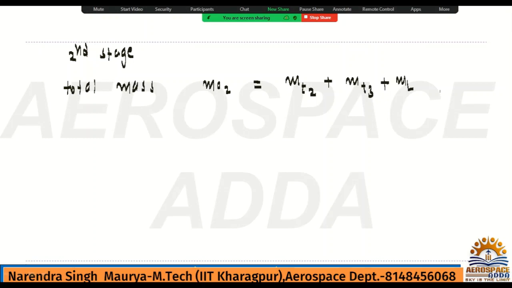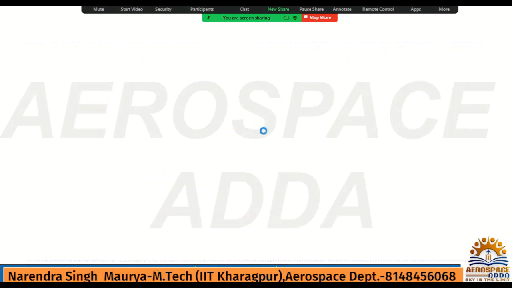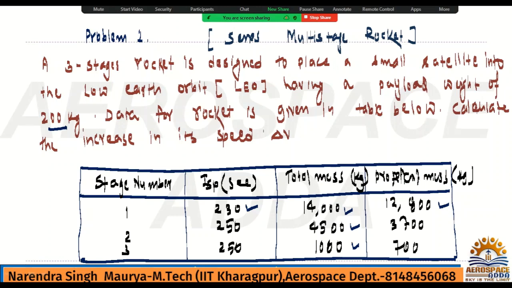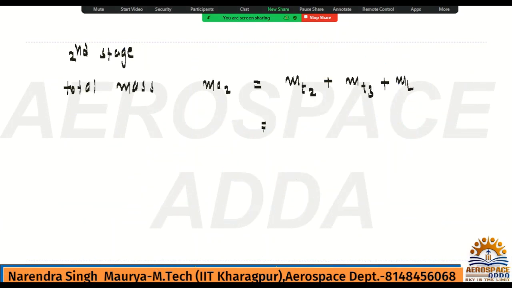So again we'll go fast. What is the total mass for stage 2? Check here, it is 4500, and for the third stage it is 1000, right? So please write this value. So second stage is 4500 plus third stage 1000 plus payload mass, which will be the same, 200. If you add this, I'm getting 4500, 5500, then plus 200, then 5700.